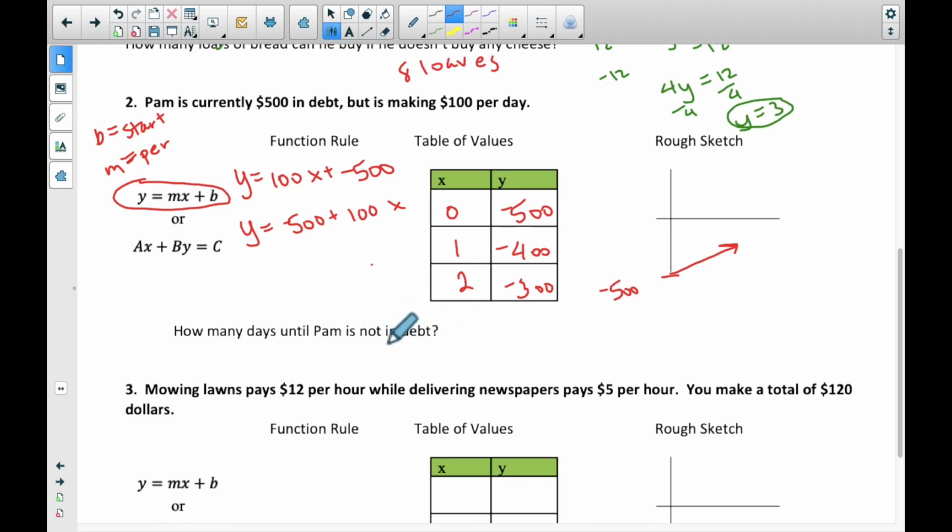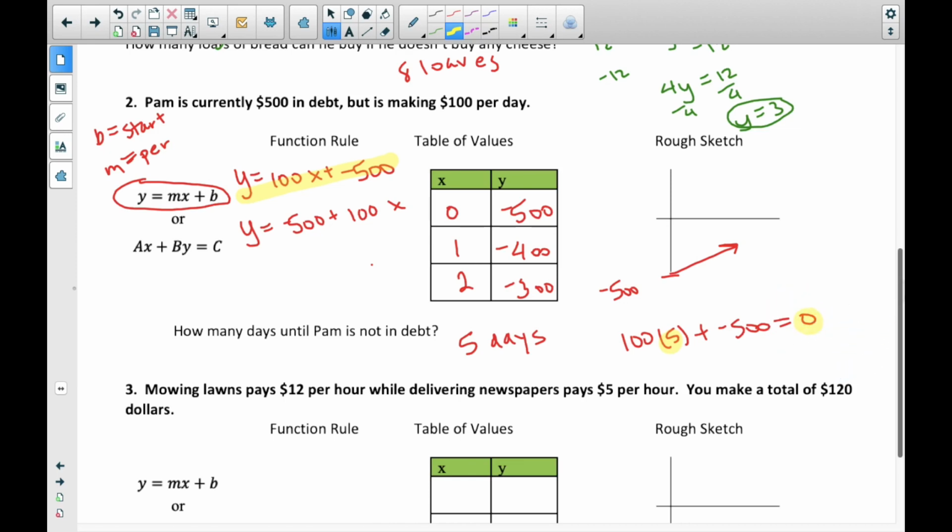The next question, how many days until Pam is not in debt? I think we can figure it out, because if she's making $100 a day and she's down $500, then how many days is it going to take her? It's going to take her 5 days. Why? Because 100 times 5 plus negative 500 is equal to 0. So I just used this equation that we had, but plugged in a 5 just to check my answer, and that brought her total up to 0. So now she's breaking even.